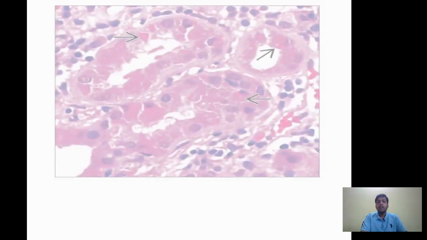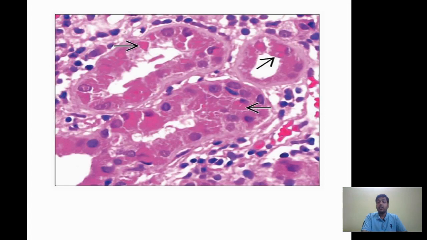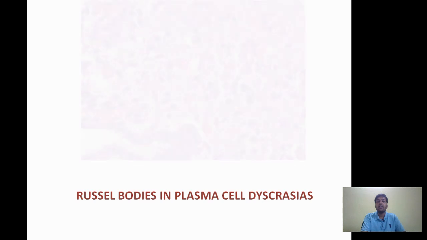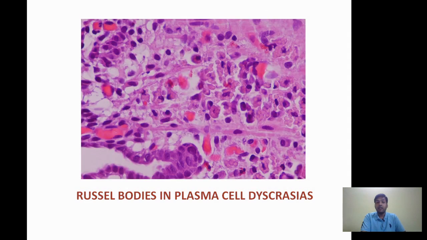Looking at the other basic image, here we have the proximal convoluted tubules of the kidney. Over here, the arrow marks show the round eosinophilic protein reabsorption droplets that we read about before. So these are protein accumulations. Again, what we can see over here is the Russell body. These cells have accumulation of an excess amount of immunoglobulins inside the endoplasmic reticulum. These are the plasma cells inside of which the endoplasmic reticulum has been distended.